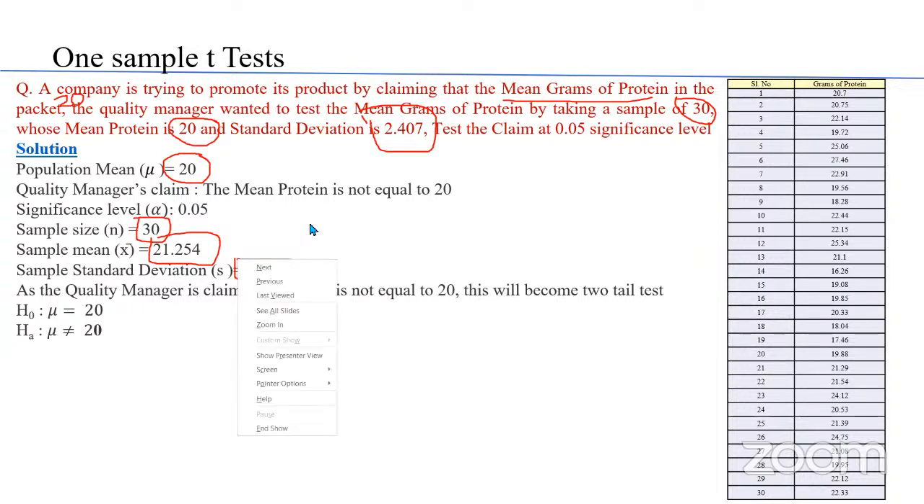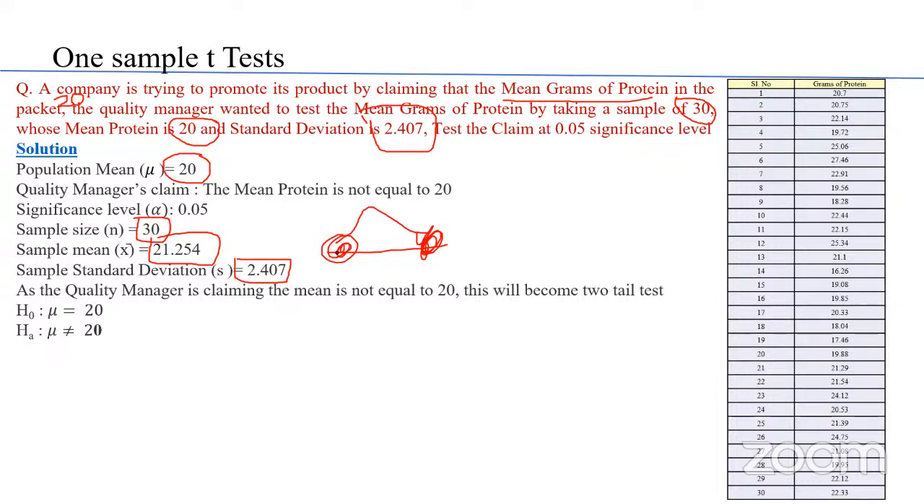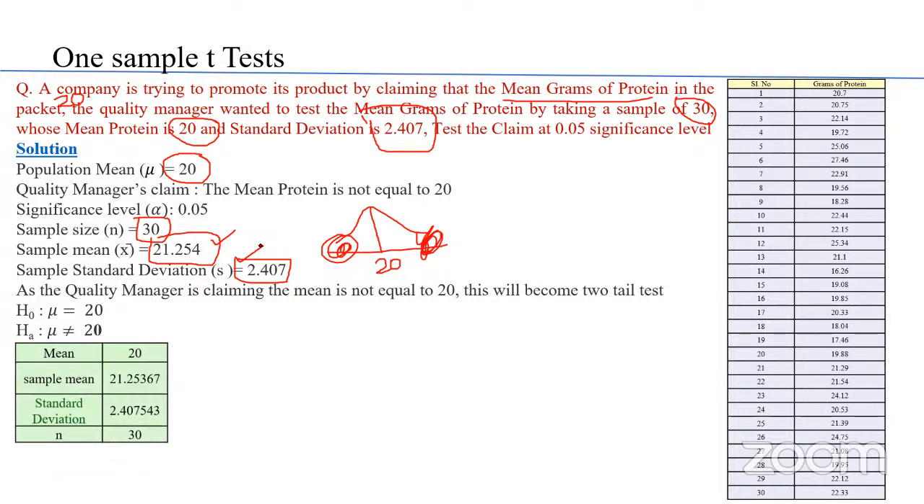For that, as before, either higher or lower is not correct for the company. That's why we go for a two-tail test. People are telling that 20 is the mean value, because the population mean is 20 and the sample mean is 21.254. The sample standard deviation is 2.407. Now we have to check what is happening here. This is the data given here, the data of these 30 samples.